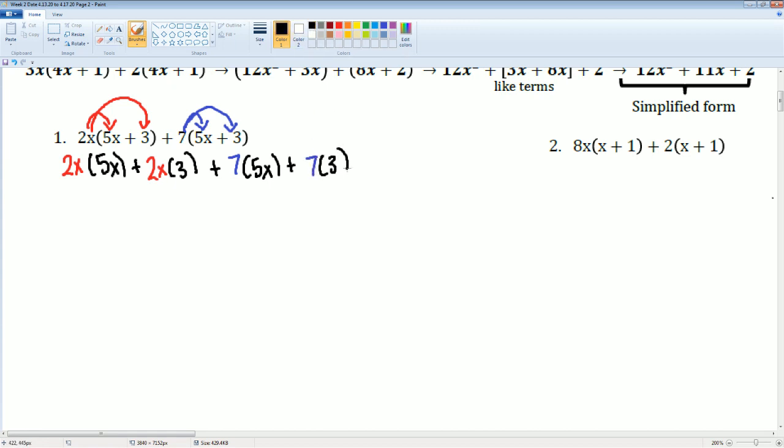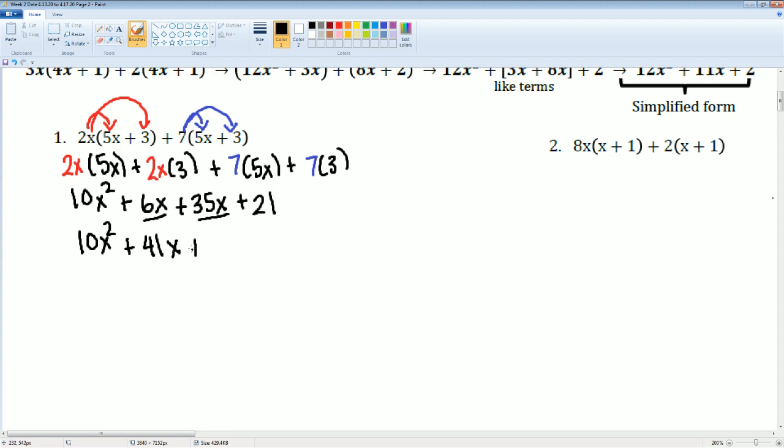Now you can combine things. 2x times 5x becomes 10x squared, because again, x times x becomes x squared. Then plus 2x times 3, 2 times 3 is 6x. 7 times 5x, 7 times 5 is 35, nothing happens to the x. Then you have 7 times 3, which is just 21. Anything you can combine? 10x squared, nothing happens to it. You have 6x plus 35x. That does add. That becomes 41x. Nothing happens to the 21.